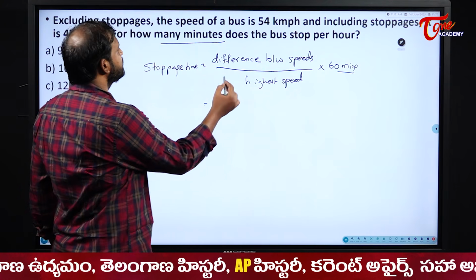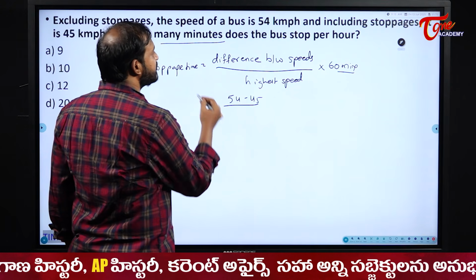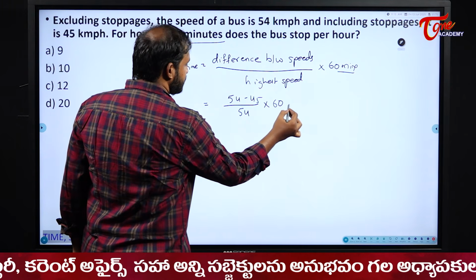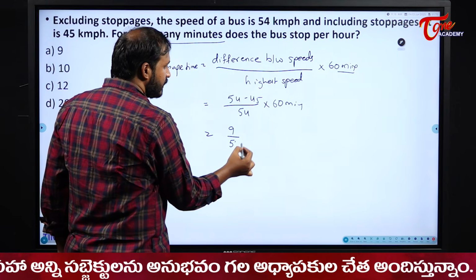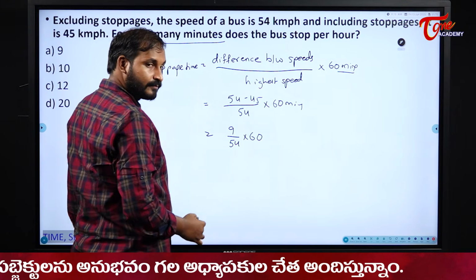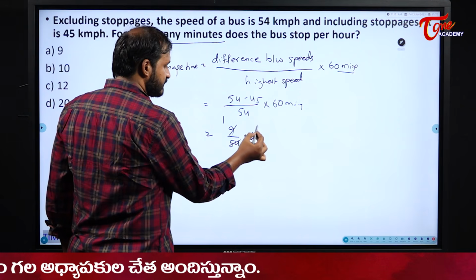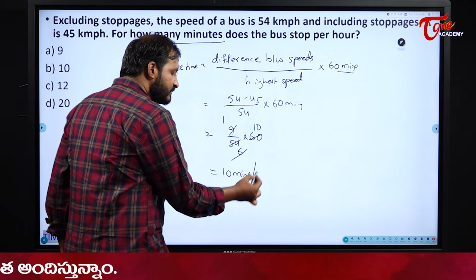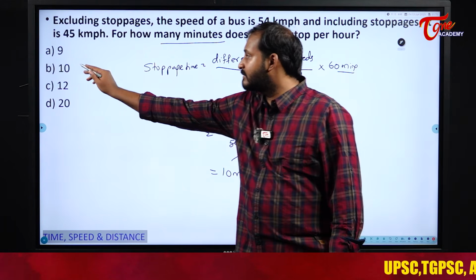The difference between the speeds is 54 minus 45, by the highest speed, 54, into 60 minutes. So now what happens, students? 9 by 54 into 60. So 9 ones are 9, 6 ones are 6 tens. That means the bus is going to stop 10 minutes for every 1 hour. So our answer here becomes 10.